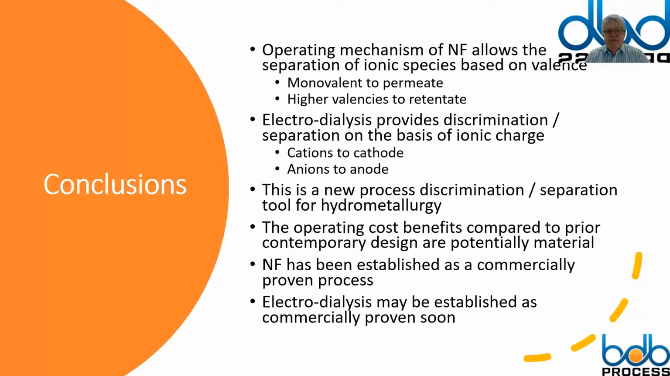Electrodialysis, on the other hand, gives us the chance to discriminate on the basis of ionic charge. And so we can turn a lithium sulfate that's not particularly useful in battery manufacture to a lithium hydroxide, which is exactly what's needed for battery manufacture. And we can do it at very high purity, which is also critically important. So we've got two new process discrimination tools, or separation tools, in hydrometallurgy. And with those tools, as demonstrated at Langer and Kayelekera in particular, some significant operating cost benefits compared to prior contemporary design. And I'm sure other applications will be identified in the months and years to come.